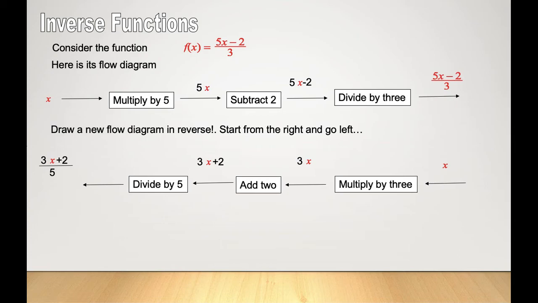So now our inverse function is 3x plus 2, the whole divided by 5. Here we have already written 3x plus 2, the whole divided by 5. That is the inverse function. So the inverse of f is given by 3x plus 2, the whole divided by 5.